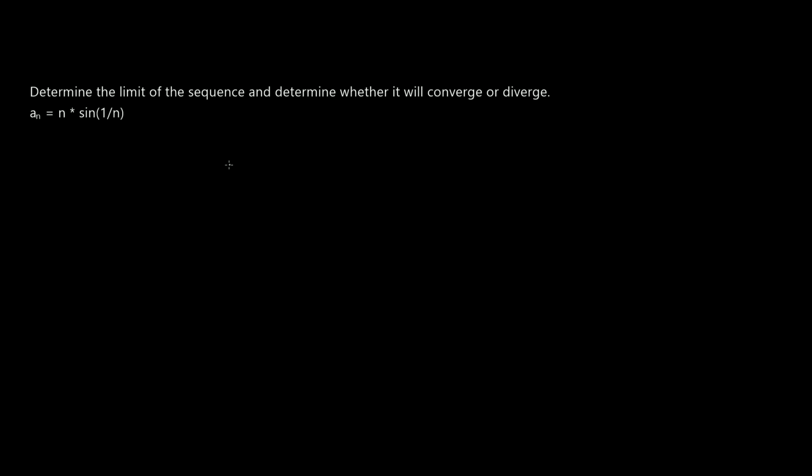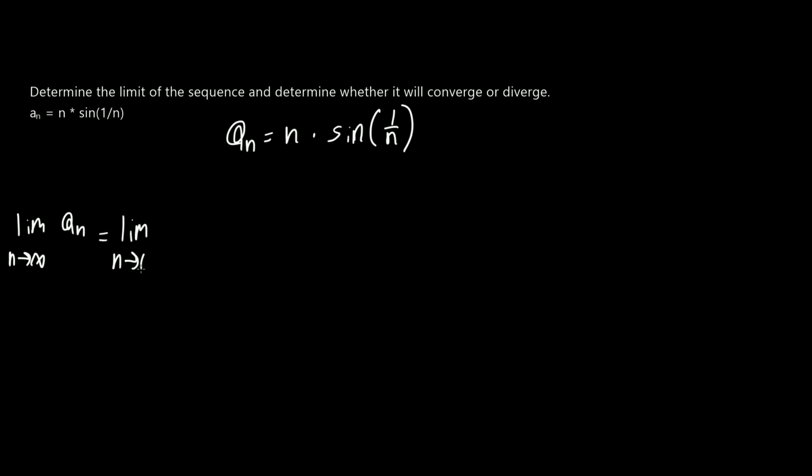So what about something ugly that looks like this? So here we have a sub n equals n multiplied by sine of 1 over n. So we would start off by having the limit as n approaches infinity of a sub n, and this will equal the limit as n approaches infinity of n times sine of 1 over n. So at this point you're probably stuck wondering what you should do.